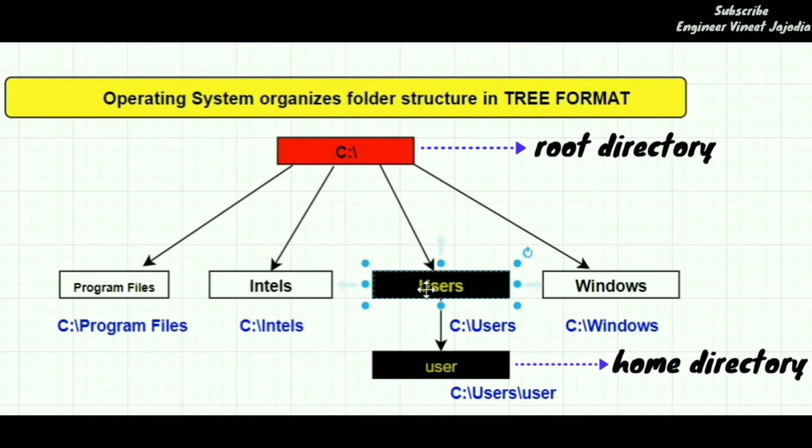Now if you want to reach the users directory, you have to write C:\users. Now you have reached the users directory with the help of the root directory. This is the root directory, C:\. As you can see, inside the users directory there is one more user directory. If you want to reach this directory, you have to add one more level by writing \user. So you will reach this directory, and the absolute path for this directory is C:\users\user. So this was the absolute path which is based upon the root directory.